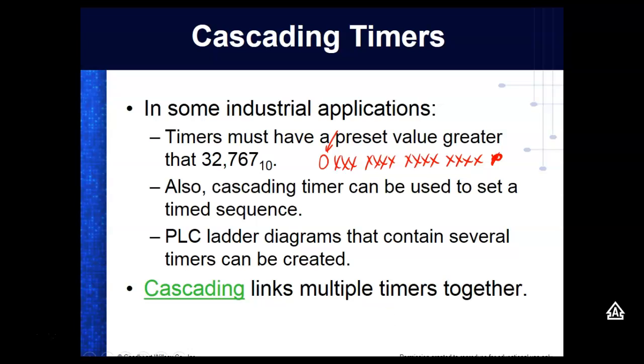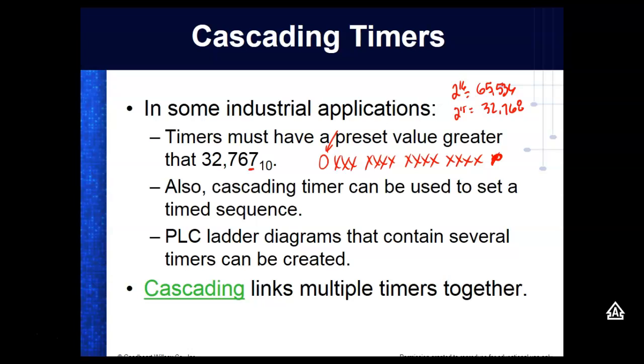Well, what that means is instead of getting 2 to the 16th combinations, which is 65,536, we're only going to get 2 to the 15th, which is 32,768. Now, why can I only have a positive number up to 32,767? I can have negative numbers up to minus 32,768, but I can only have positive numbers up to 32,767.